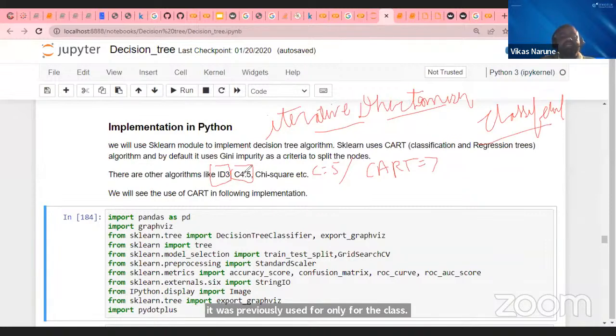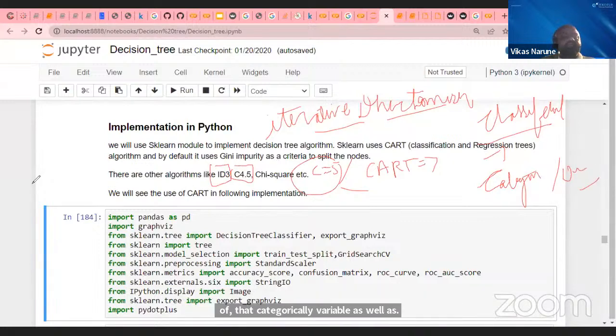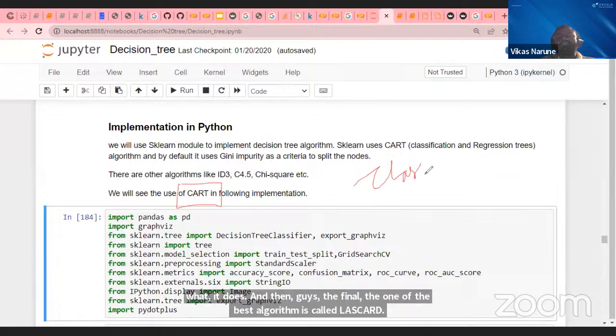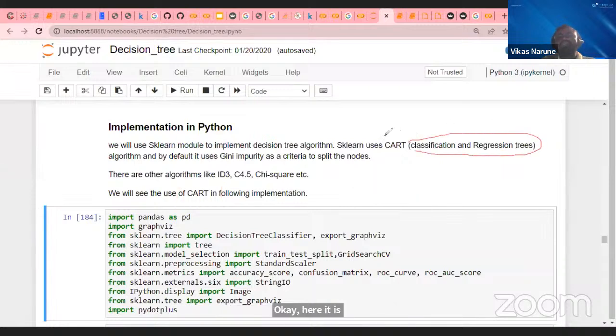Then we have something called C4.5 or C5. This C5 was used for classification purposes only, but it could handle different categories of variables, like categorical variables as well as discrete and continuous variables. And then, guys, the final algorithm, which is one of the best algorithms, is called CART. CART stands for Classification and Regression Tree.